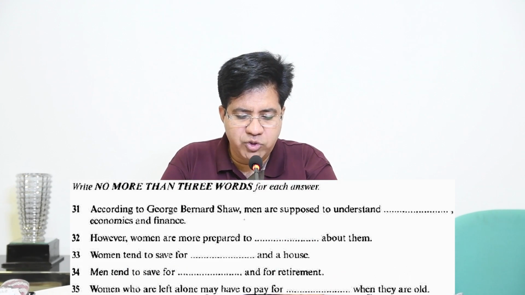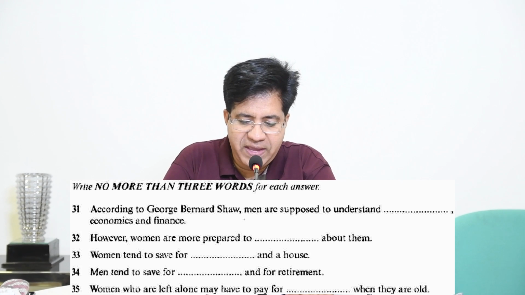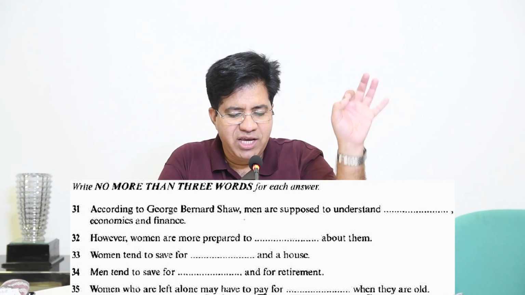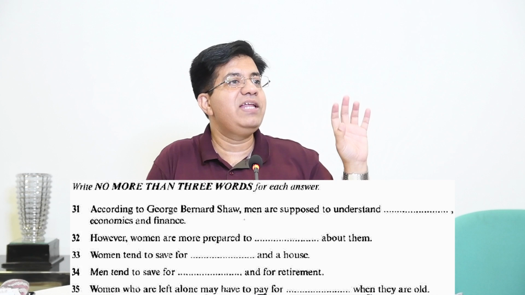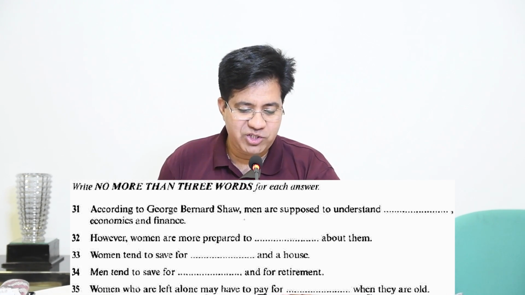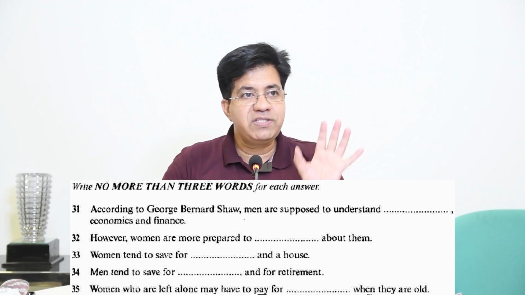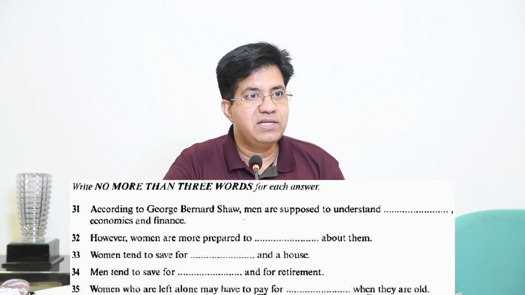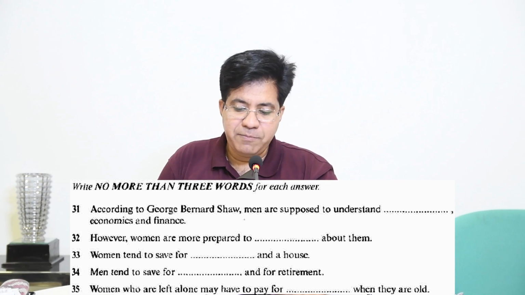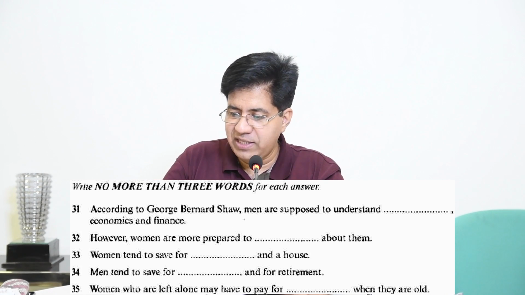Question number 31. According to George Bernard Shaw, how many of you have heard the name of George Bernard Shaw, British writer? Okay. Men are supposed to understand very simple dash, economics and finance. Now listen, whenever they give you a shopping list question, I will call it shopping list question. Like 2 words are given, 2 subjects are given, answer is going to be the 3rd subject. So this 3rd subject will come with economics, finance. They may use it in the beginning, in the middle or at the end. Now answer is going to be a subject, and can you see after the blank there is a comma, right? This is also important. So let's see question 31.